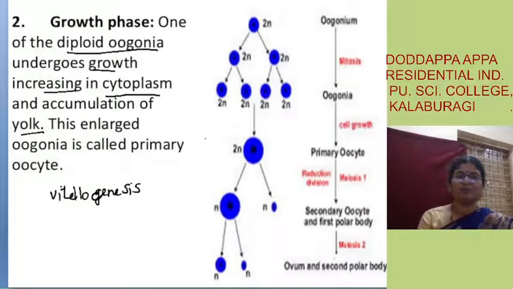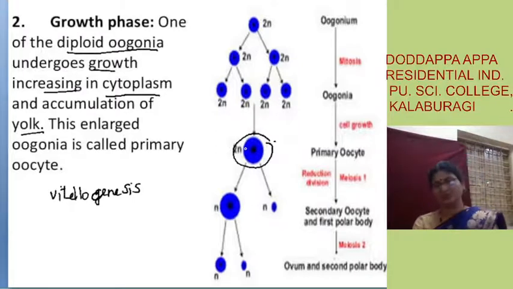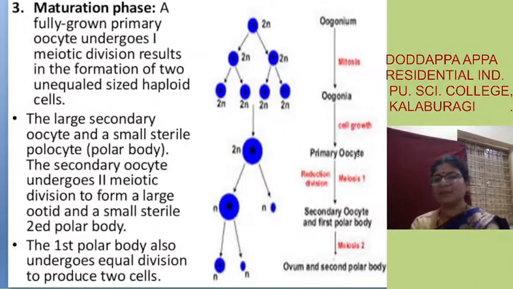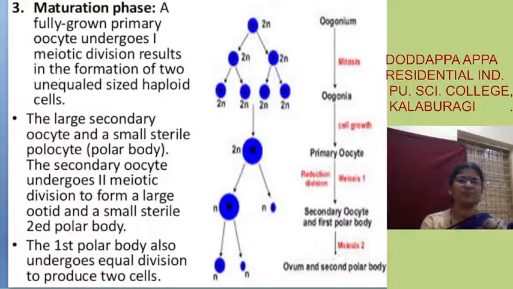Fine. So the oogonia will become enlarged. It will become big compared to the earlier oogonia, and it has already stored food material for the growing egg. Such a cell is called a primary oocyte. After the growth phase, it is called primary oocyte in spermatogenesis as well as in oogenesis. Next, we have to go to the maturation phase.